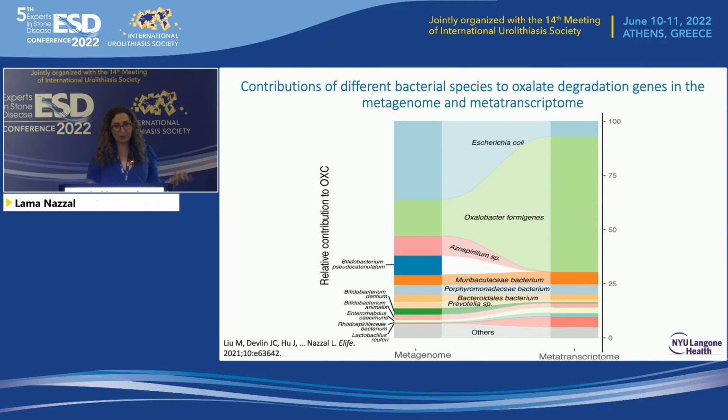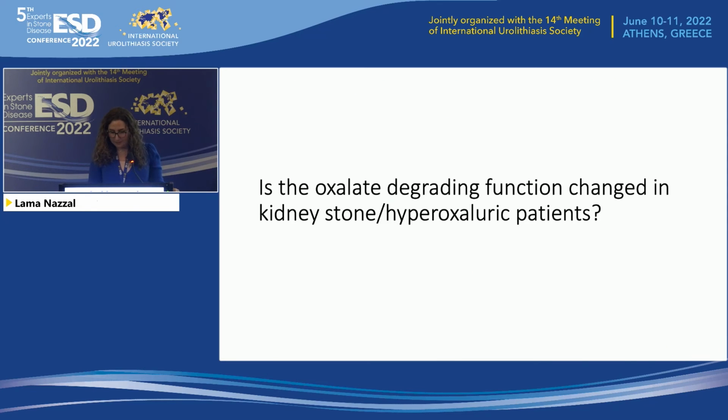And then we looked at the contribution to overall oxalate metabolism at the metagenome, at the gene level, and then at the transcriptome, at the activity level, and we see that Oxalobacter seems to be the most important organism. It accounts for more than 50% of all oxalate degradation. So this was interesting.